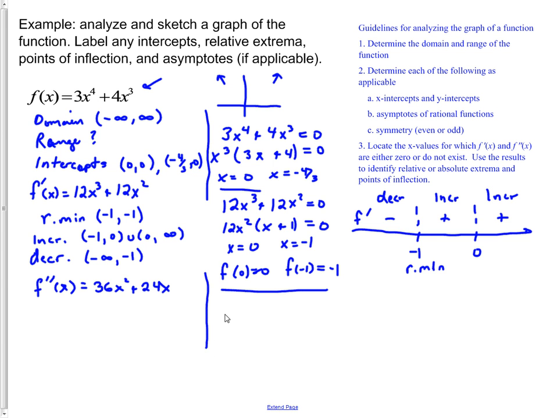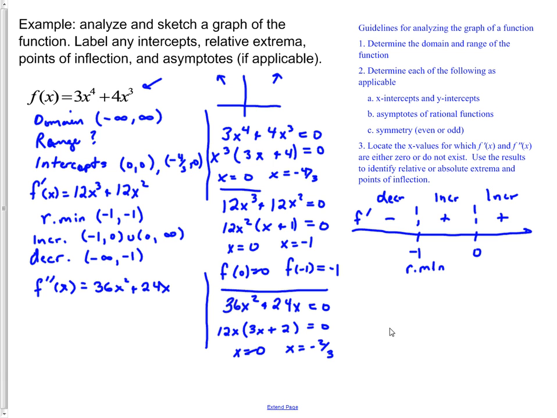So what we do is we take 36x squared plus 24x, set that equal to 0 to find any possible points of inflection, that is changes in concavity. We could factor out 12x from both terms. That gives us 12x times (3x plus 2). That equals 0. And so that gives us values x equals 0 and x equals negative 2/3.